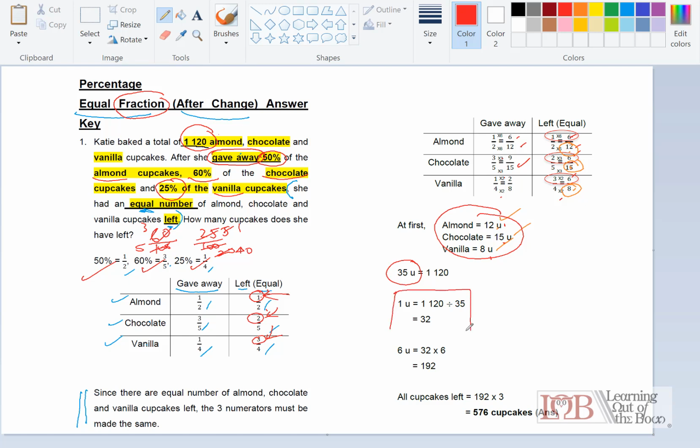And you need to tell your child that this is always the intermediate step, that is to find the value of 1 unit. So how many cupcakes does she have left? 6, 6, 6. So we have 18 units. You can take 18 units equals 18 times 32, which will give you the same answer. Or you can take 6 units equals 6 times 32 and times 3 again. It's the same thing. Okay.